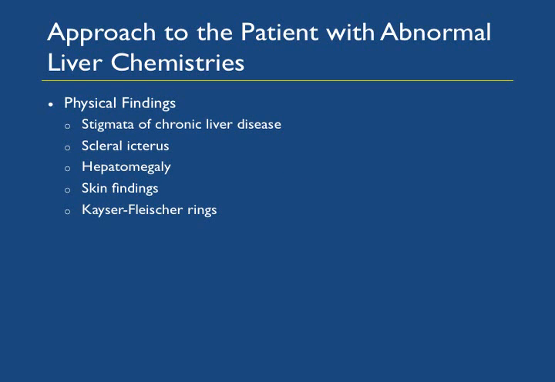Physical exam may be completely normal in patients with abnormal liver chemistries, but physical findings to look for include stigmata of chronic liver disease, such as spider angiomas, pulmonary edema, Dupuytren's contractures, scleral icterus, hepatomegaly, which may suggest either congestive hepatopathy or an infiltrative process, and certain skin findings, xanthomas and xanthelasmas in patients with primary biliary cirrhosis, lichen planus in patients with primary biliary cirrhosis, ichthyosis in patients with hemochromatosis, porphyria cutanea tarda in patients with underlying chronic hepatitis C, and finally, the presence of Kaiser-Fleischer rings should be diagnostic in patients with Wilson's disease with extrahepatic involvement.